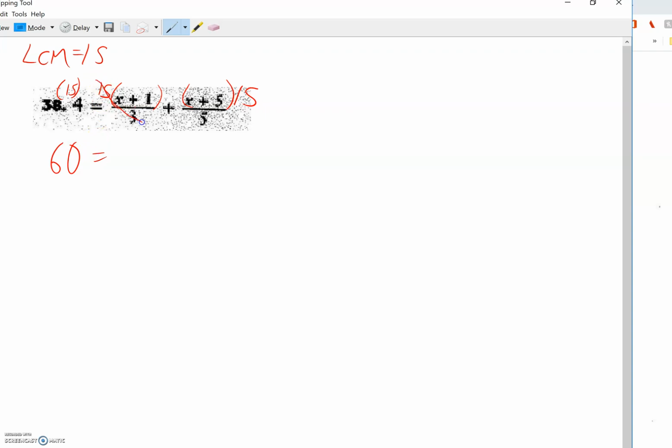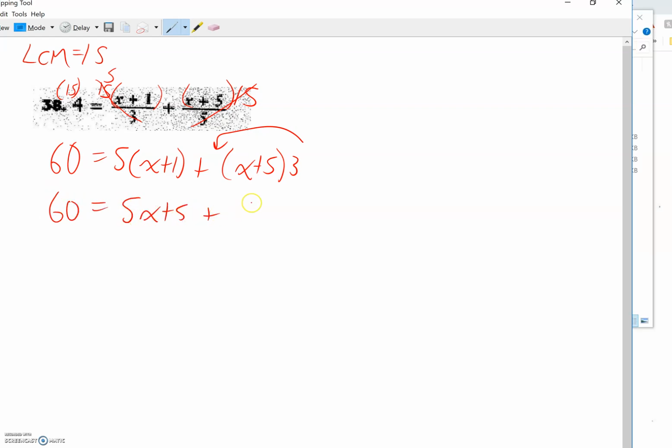This cancels. 15 divided by 3 is 5. So we get 5 times x plus 1. Plus, this would be x plus 5 times 3. And if you want to write the 3 at the front, awesome. It doesn't matter. So when you multiply in, 5x plus 5. Here, 3x plus 15. Again, you can multiply the 3 by the front if you want. That's fine too. You'll still get the exact same answer.